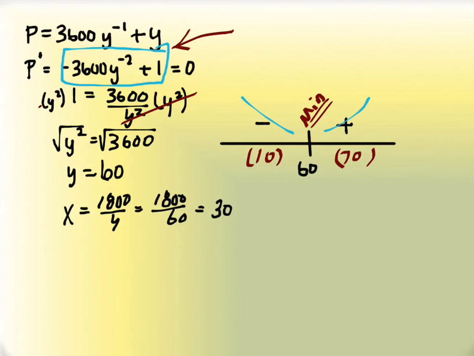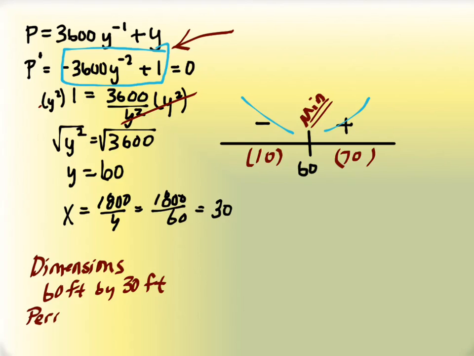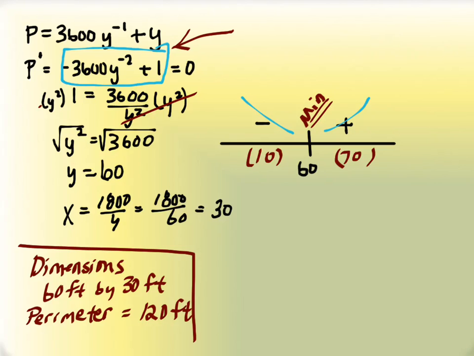Let's actually do the dimensions first. What are my dimensions? Right, dimensions are 60 feet by 30 feet, or 30 feet by 60 feet. What's my perimeter? Is it 120? Because I've got 3 sides, right? 2 x's involved, right? So my perimeter is 120 feet. So I've got 60 plus 30 plus 30. All right, any questions on that one?